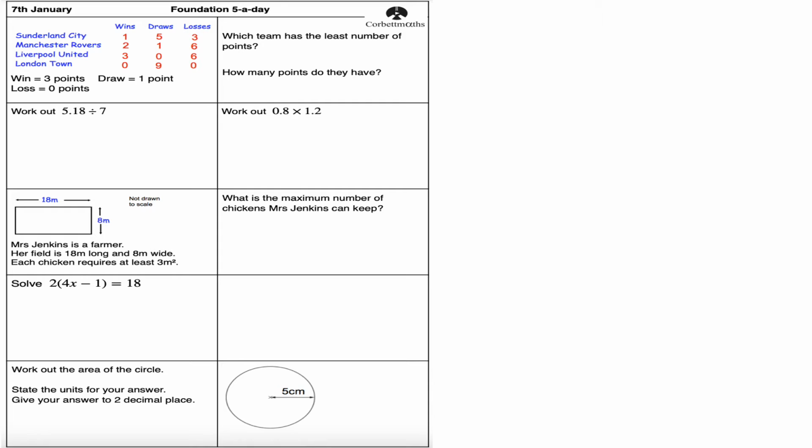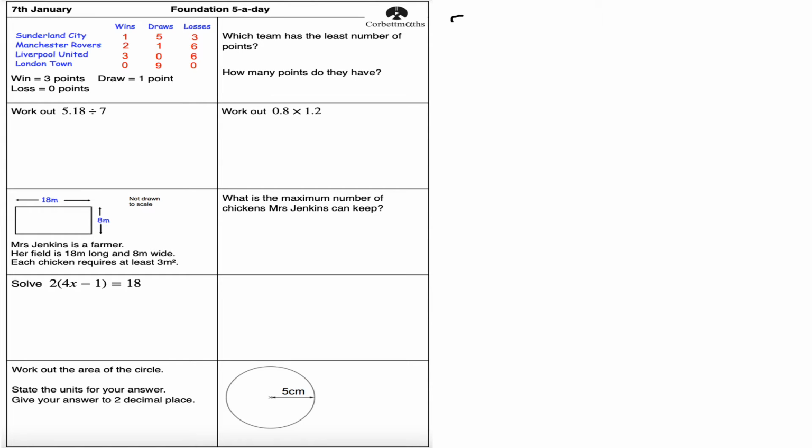Okay, and it's under the GCSE 9 to 1, and it's the Foundation 5 a day practice, the 7th of January. Question number 1, we are given some football teams, I'm assuming, wins, draws and losses. Sunderland City, Manchester Rovers, Liverpool United, London Town. A win equals 3 points, a draw equals 1 point, and a loss is 0 points. Which team has the least number of points?